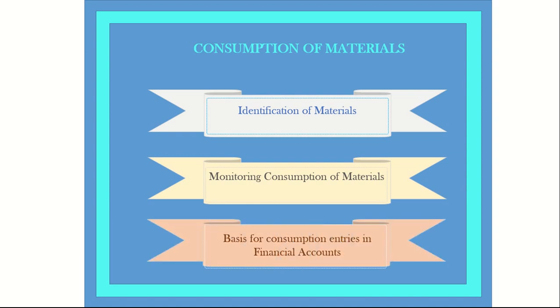Basis for consumption entries in financial accounts. Every manufacturing organization assigns material costs to products for two purposes. Firstly, for external financial accounting requirements, in order to allocate the material costs incurred during the period between cost of goods produced and inventories. Secondly, to provide useful information for managerial decision-making requirements.